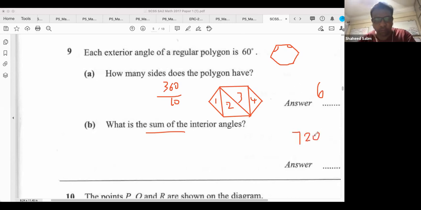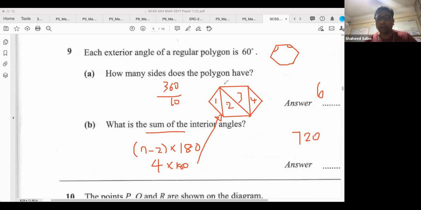You want the formula? Okay, I give you the formula. The formula is very simple. N minus 2 times by 180. N is the number of sides. The number of sides here is 6. 6 minus 2 is 4. 4 times 180. What I was explaining to you, cutting up into triangles, is exactly what you're doing here. I cut up into 4 triangles, correct? That's what the formula is asking you to do.